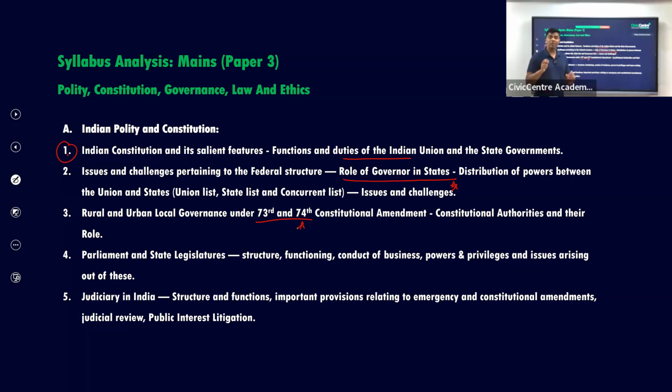Then you will understand, okay, there are certain areas from which questions are asked every year. Clear? Parliament and state legislature, judiciary as such is given. Last year there was a question on public interest litigation. So you don't have to prepare anything out of the box.